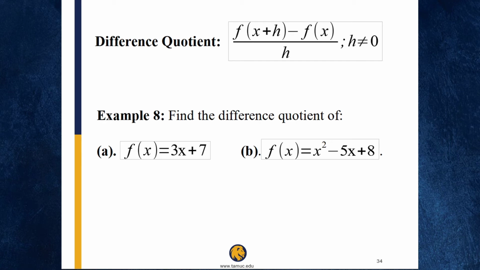I have it listed here. It's f of x plus h minus f of x all over h, where h is not equal to 0. And I have a few functions here that we're going to use to calculate the difference quotient.